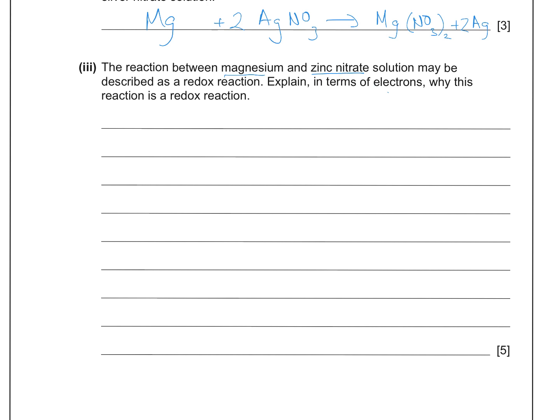Now this type of question always follows the same pattern. A metal always loses electrons and a metal ion gains electrons. Well, the metal in this case is magnesium. You see, it's not bonded to anything else, it's just magnesium, so this is going to lose electrons. You then have to give a definition of oxidation. So oxidation is loss of electrons.